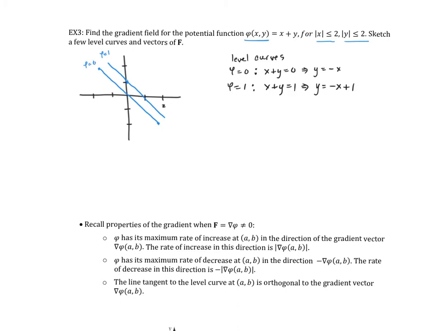What about negative 1? Then this would be x plus y equal to negative 1, which would be y equal to negative x minus 1, line going down, shifted down to negative 1. So this just said draw a few level curves. So I'm going to stop right there. That's enough. Now I need to draw my gradient vector field.